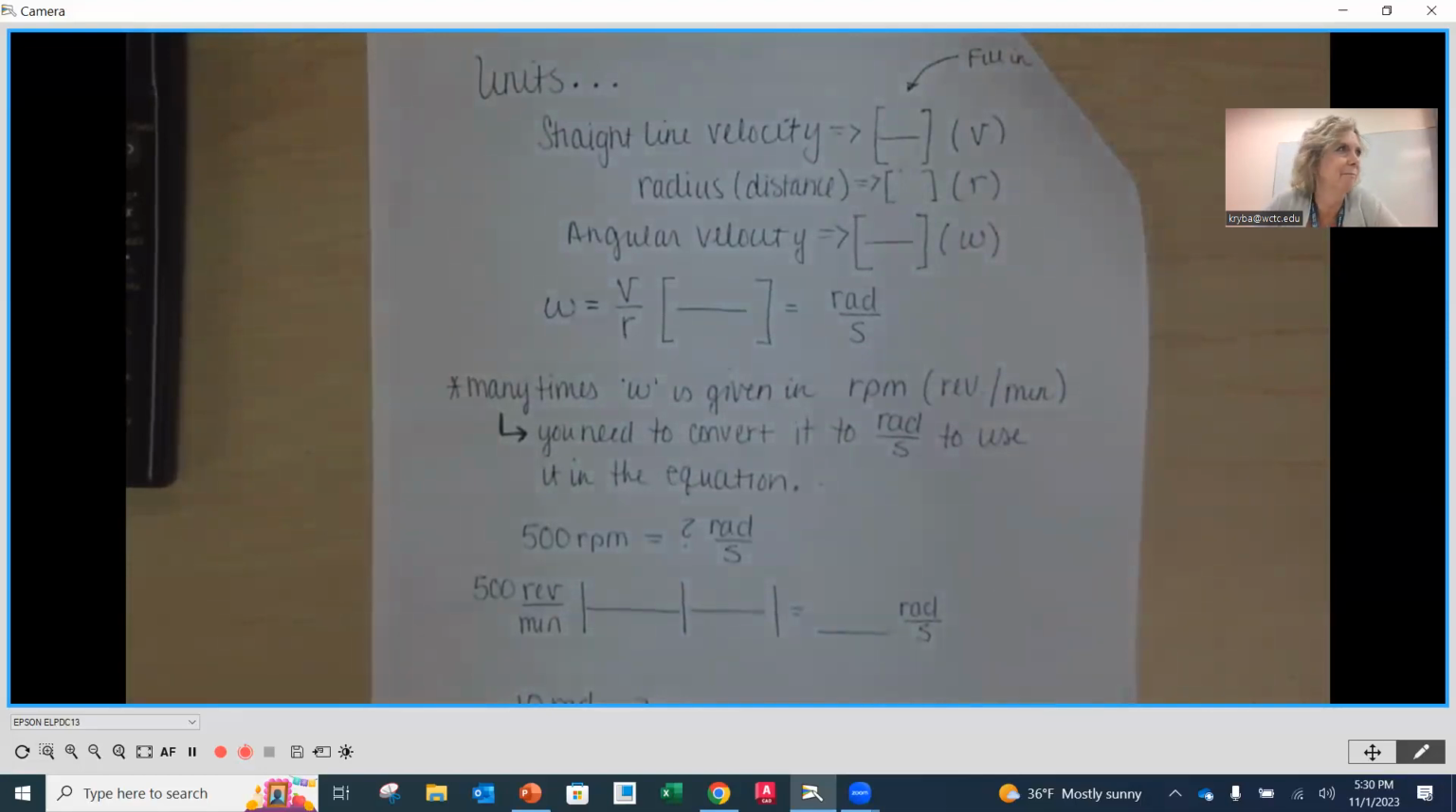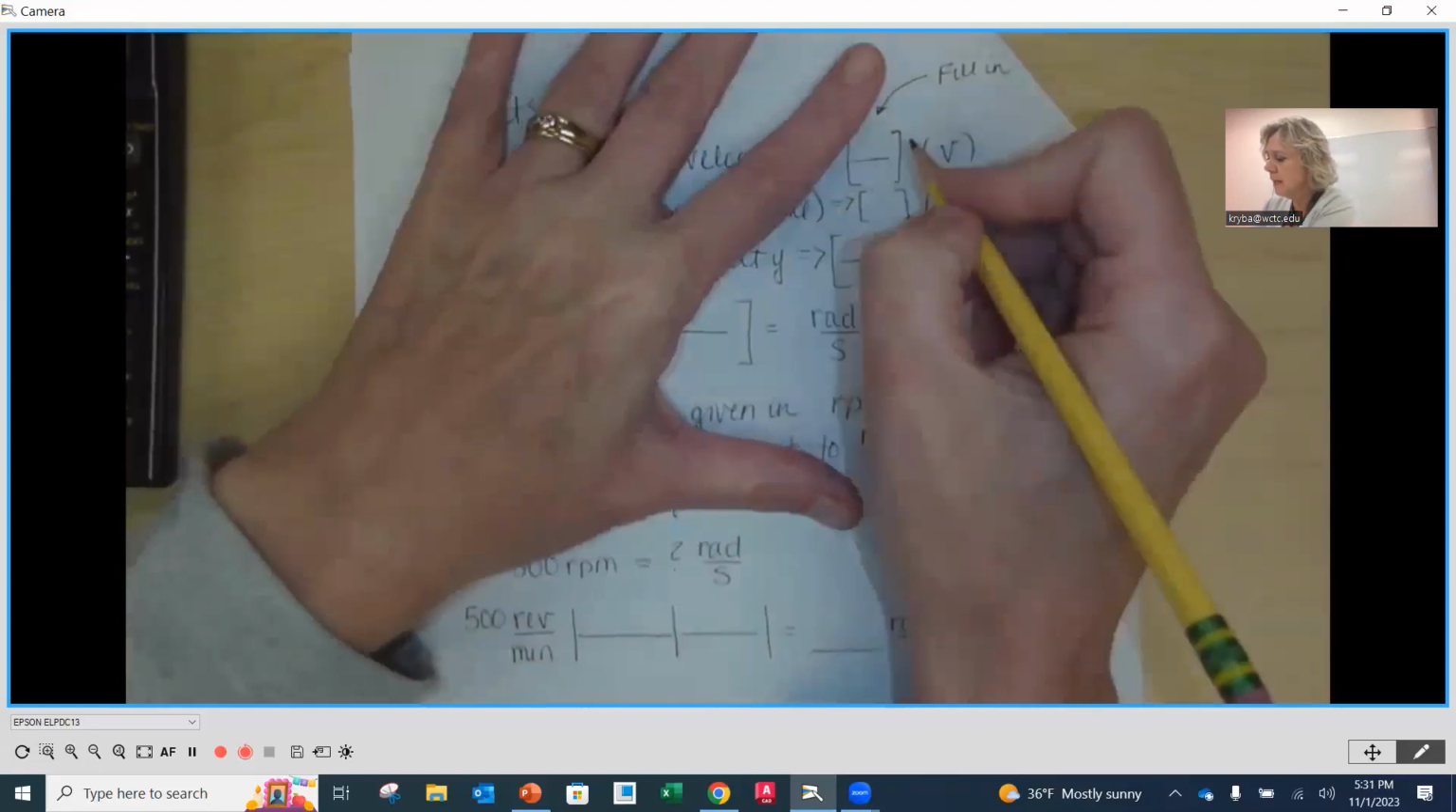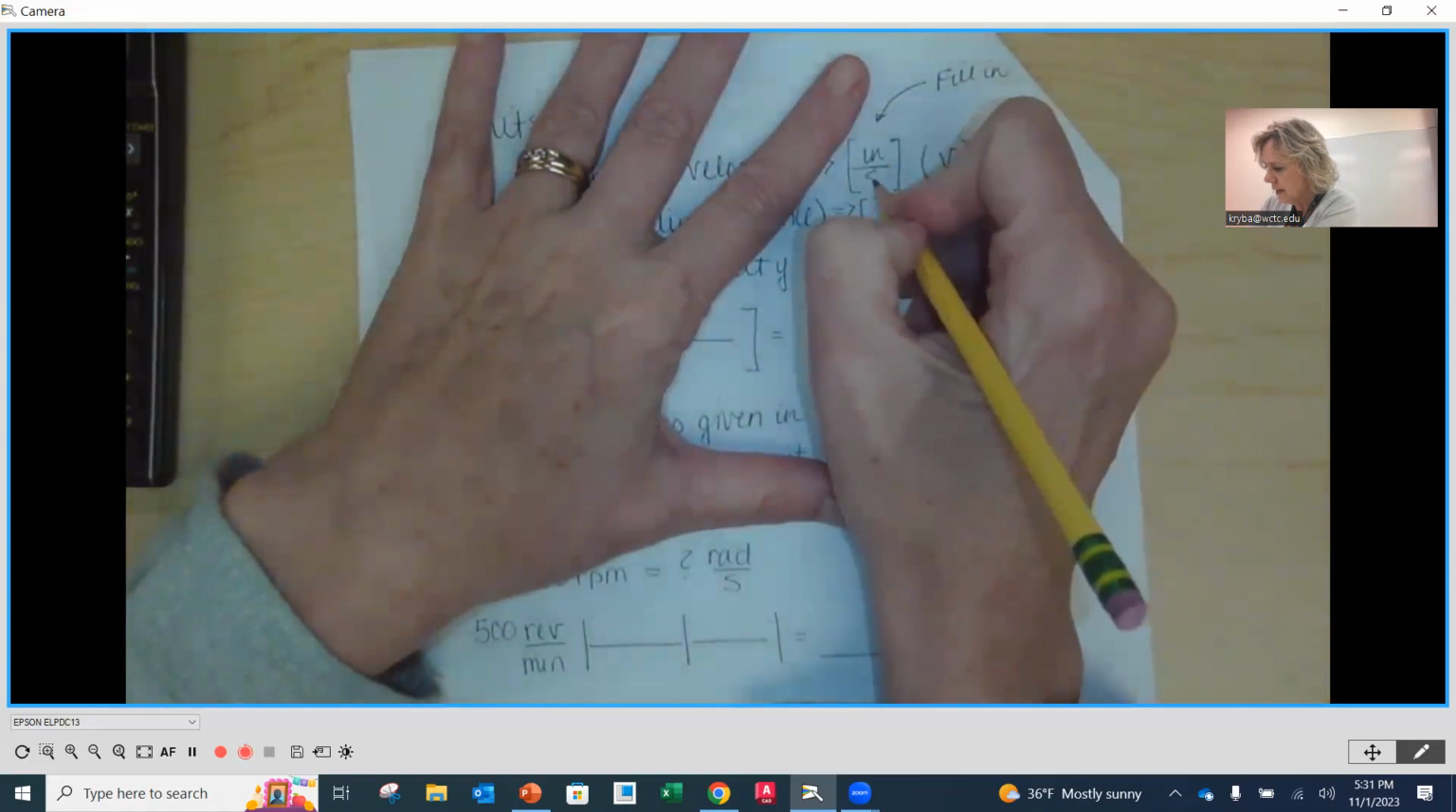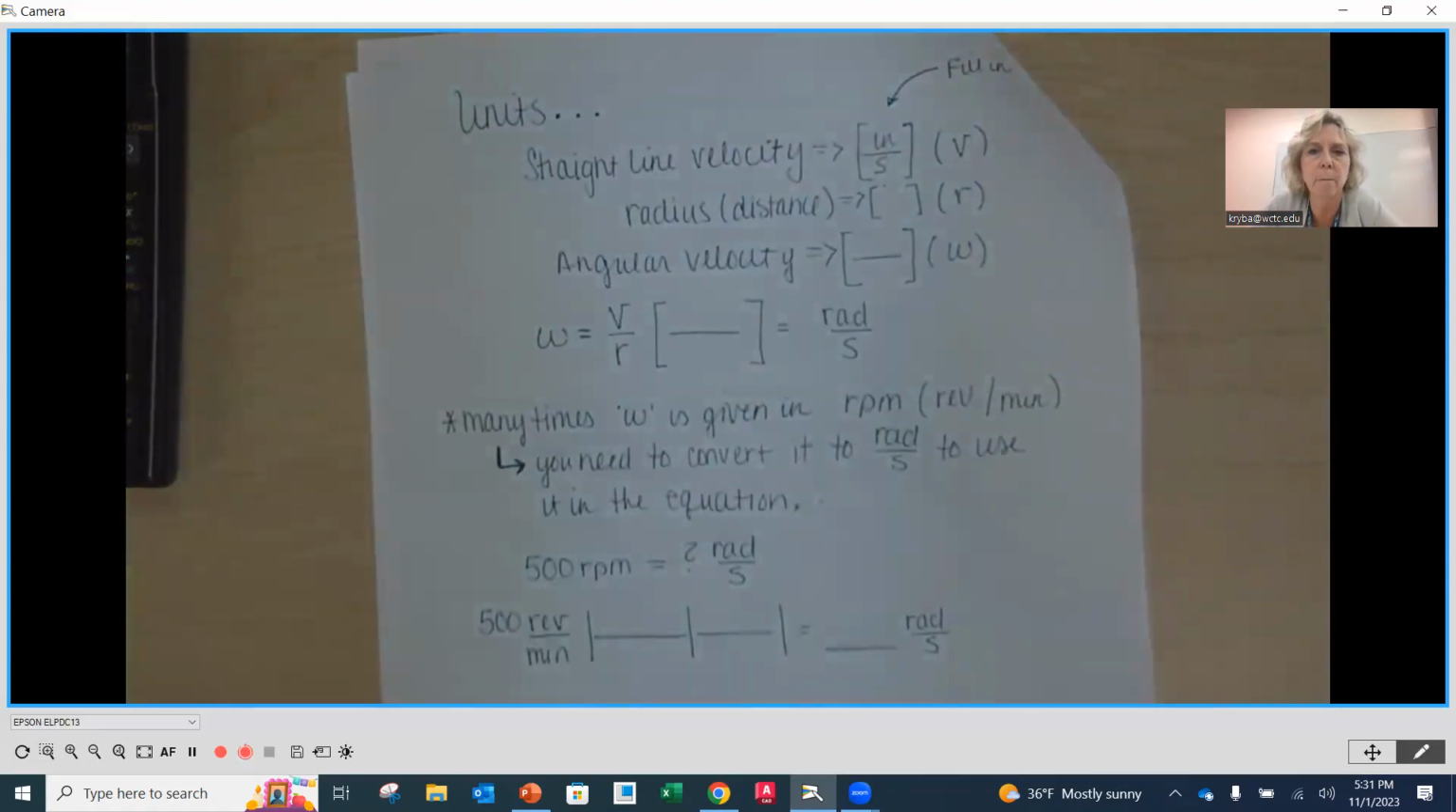Anyone? Meters per second. Yes. What else? Feet per second. What else? Miles per hour. What else? Kilometers per hour. Yes. So anything that is distance over time is going to be a valid unit for straight line velocity. As we're here, I'm going to use inches per second just for this example, and we'll use those as we go down.